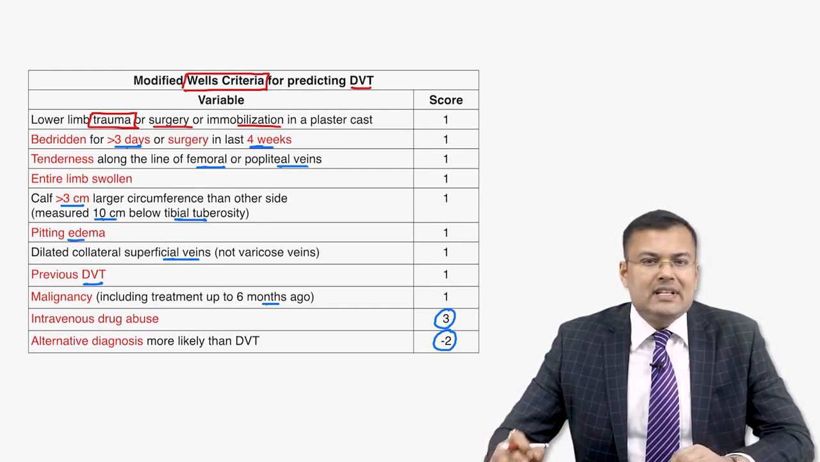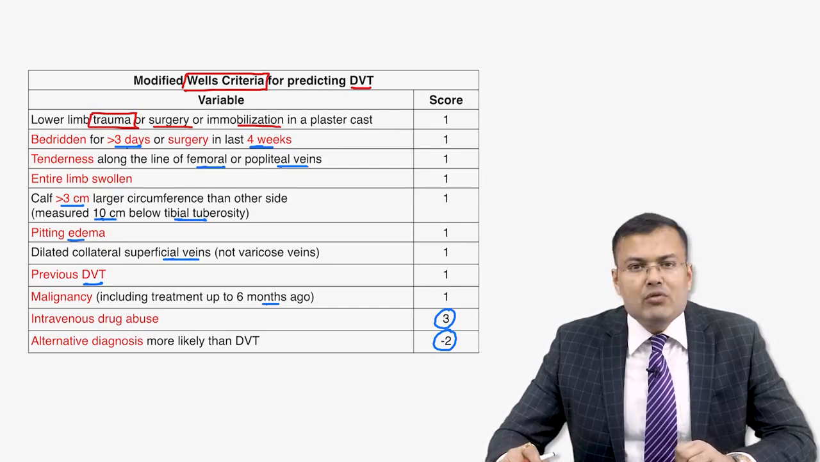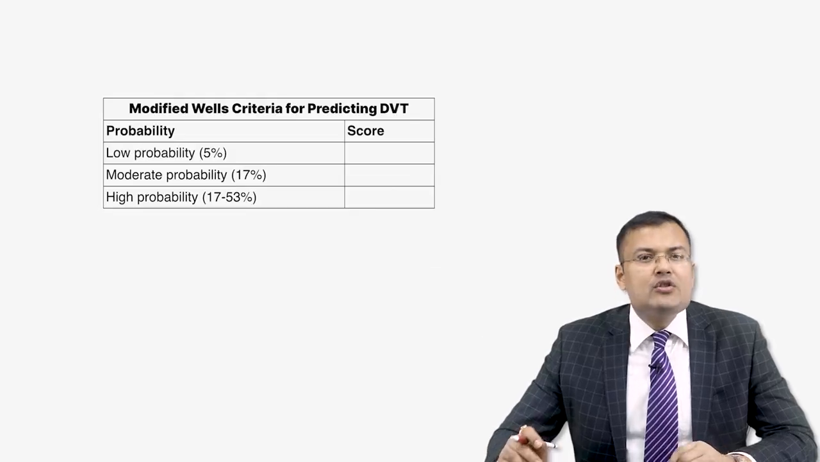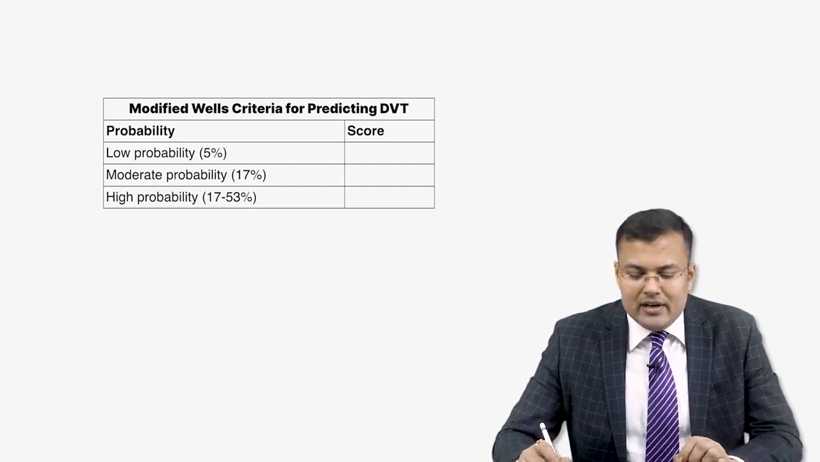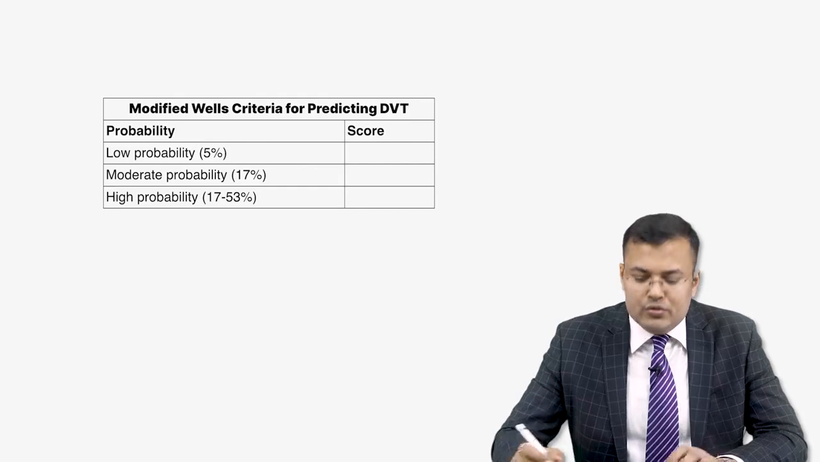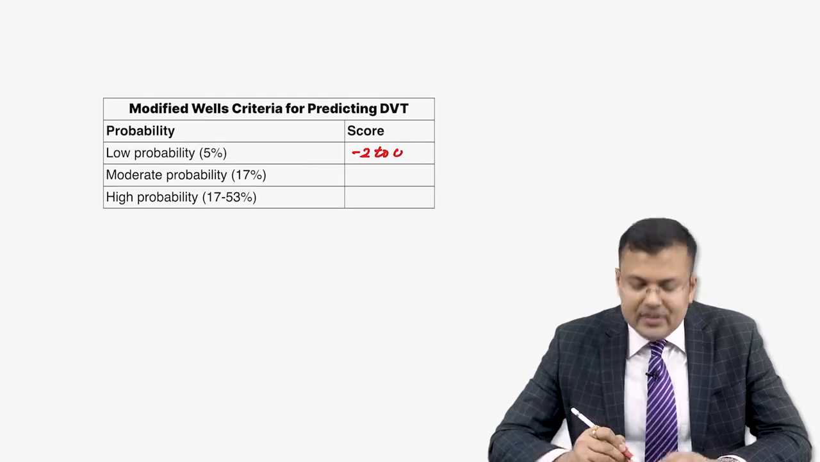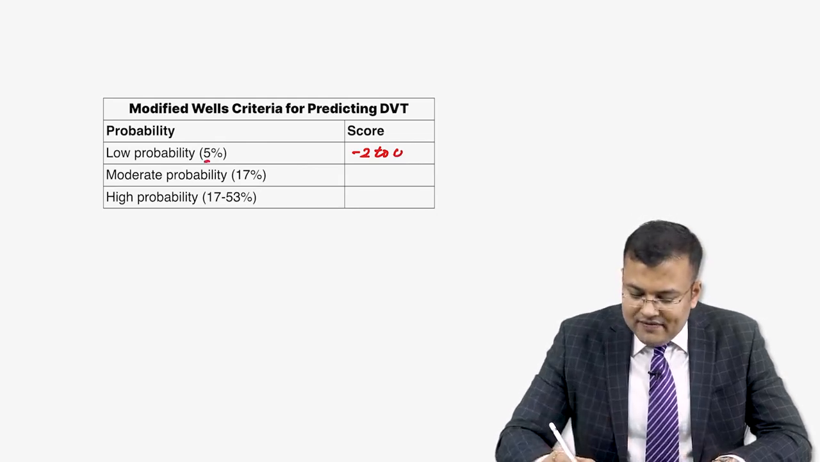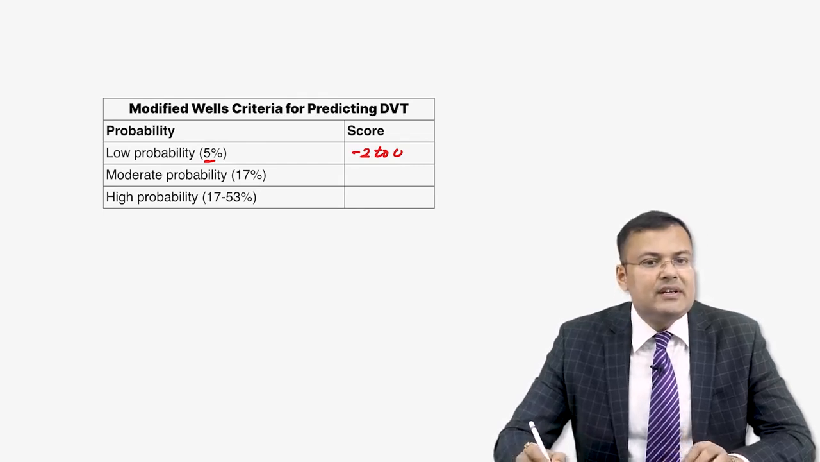For IV drug abuse, it is 3. For alternative diagnosis, it is -2. So we have to calculate the score. If there is low probability, how much is the probability of DVT? 5% only. So what is the score? It's -2 to 0. So if the score is -2 to 0, there is low probability, meaning only 5% chances of DVT. This is the modified Wells criteria for predicting DVT.